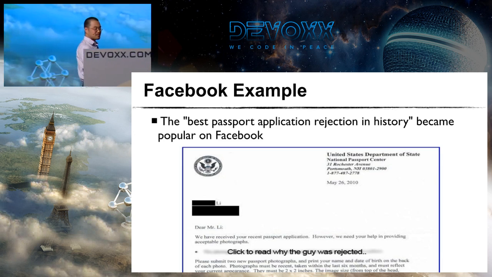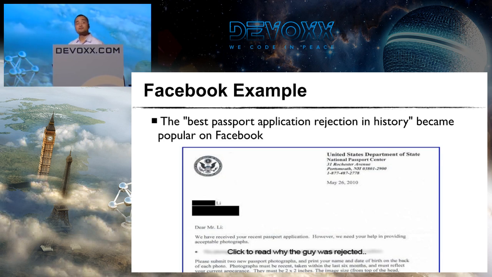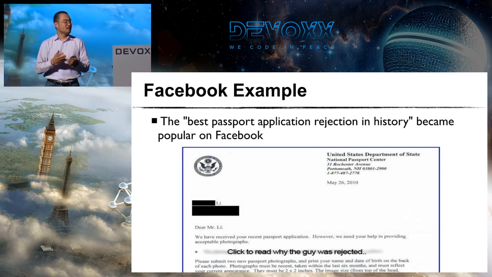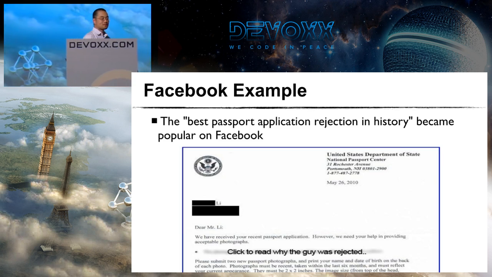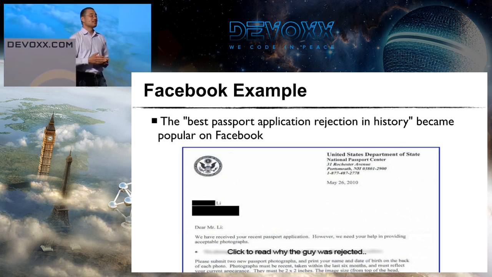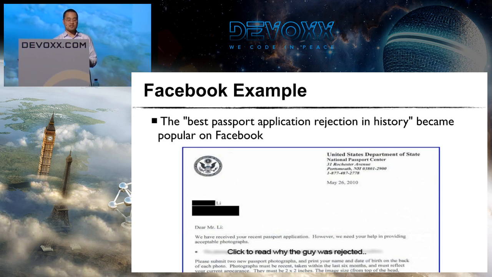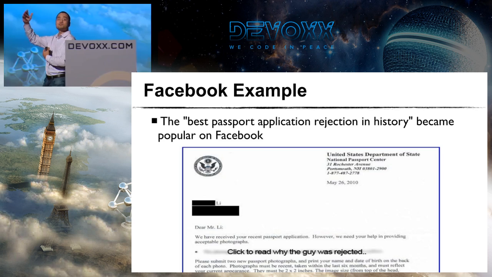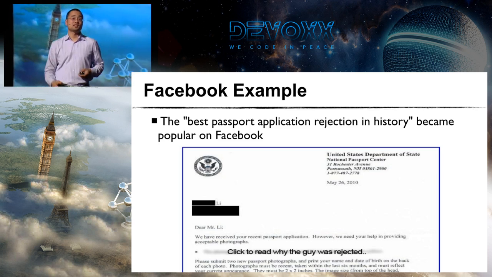Because under the covers, this little thing would be hidden here, and the allow button, you'd actually be clicking on that. A more recent example is with Facebook. A while back, this post became somewhat popular on Facebook. The best passport application rejection in history. Now, why was this person's passport application rejected? Well, to find out, you actually just had to go ahead and click this text. Click to read why the guy was rejected. But instead of showing you why the guy was rejected, it sent you to some other malicious website that you didn't intend to visit, but that you got lured, that you got tricked into visiting.